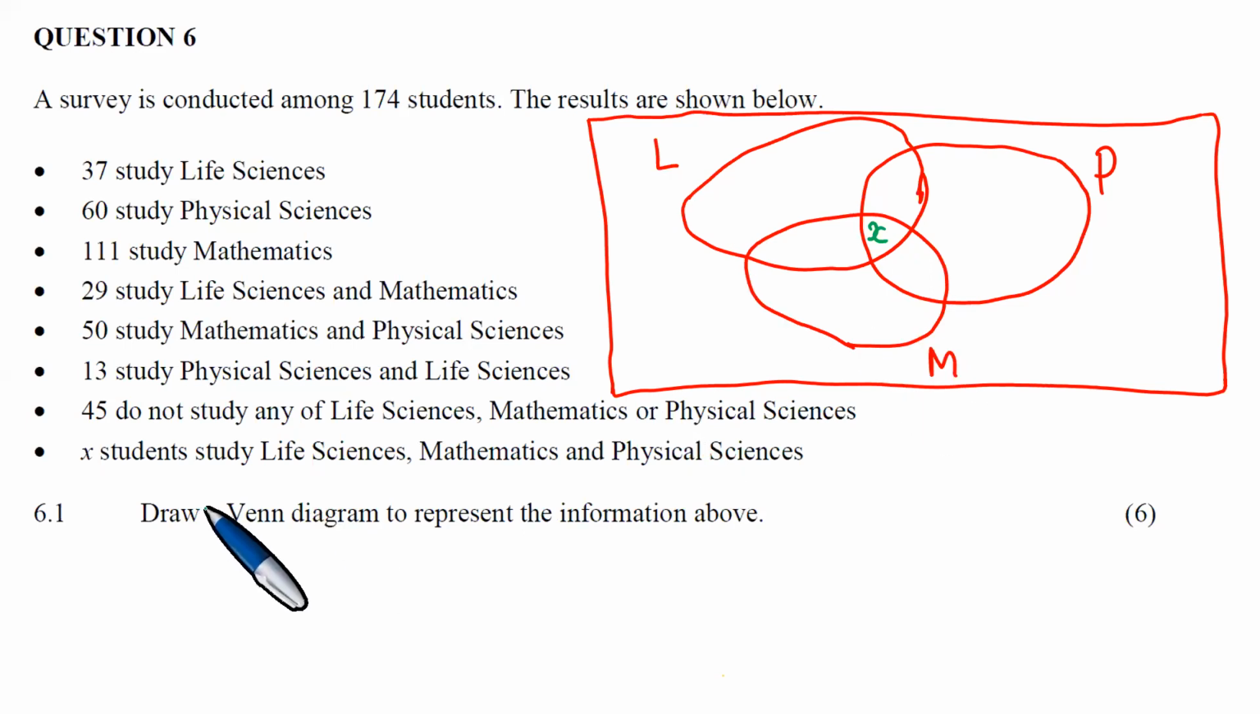Then, if you have X here, you can come to this one. 13 students study physical sciences and life sciences. There must be 13, but you already have X here, which means that we shall have 13 minus X.